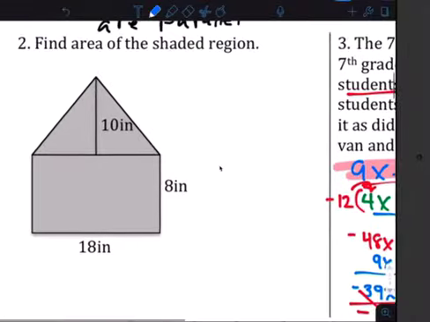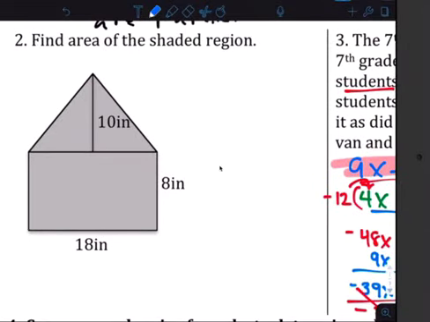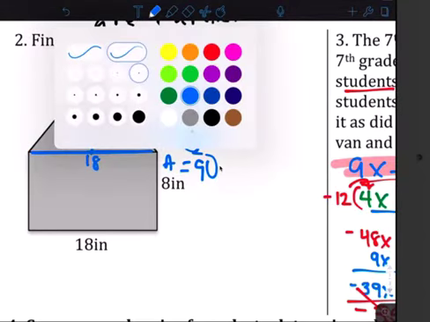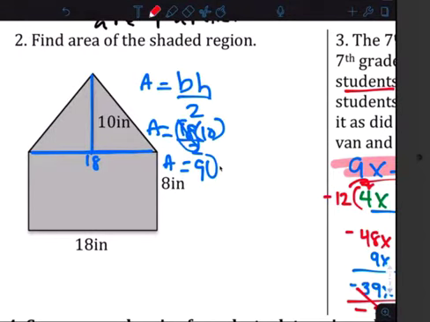Finding area of the shaded region. Okay, there's a triangle right here, and this is called a base. So area of this triangle is the base times this height divided by 2. So the base is 18 times height, which is 10, divided by 2, you get 90. This is 9. 9 times 10 is 90. That's what I did in my head.